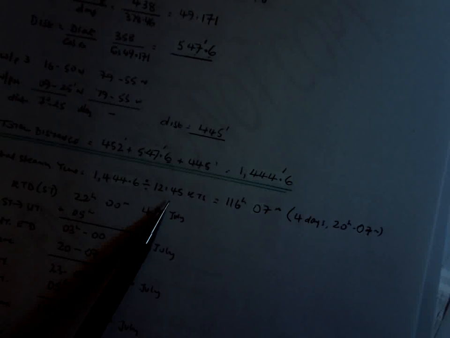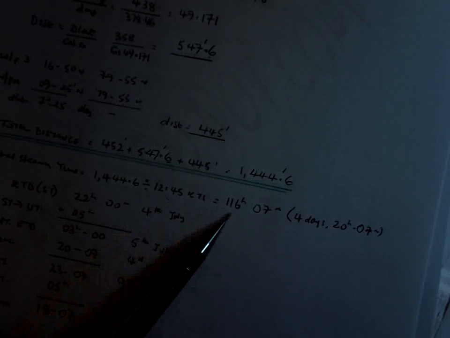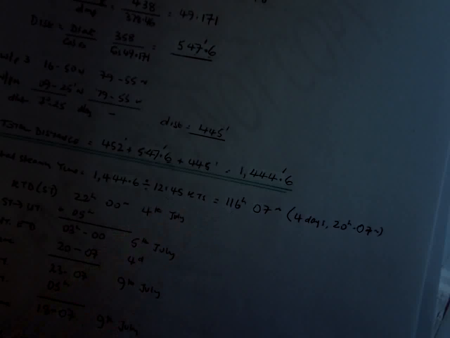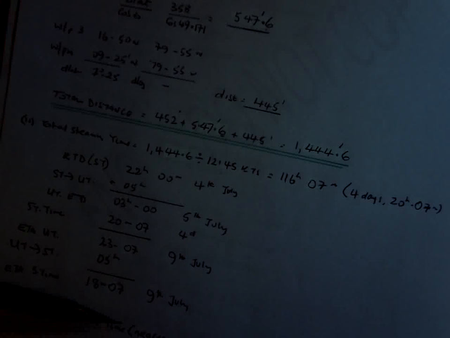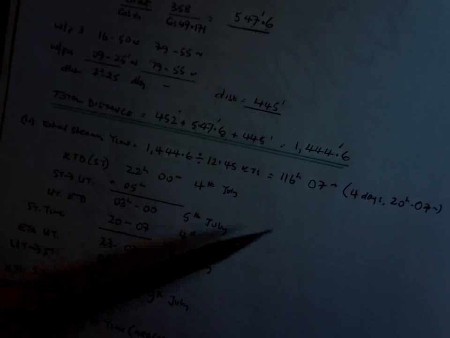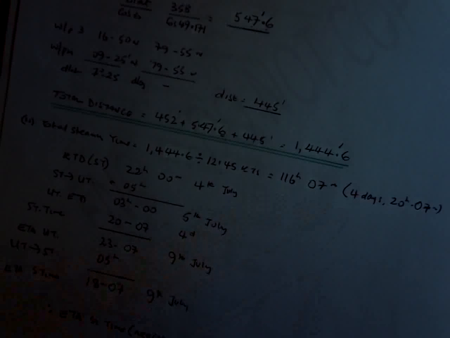That's having allowed for the current being adverse, and it tells us that we're going to be steaming for 116 hours 7 minutes. Whilst you're plotting the ETA, keep the minutes in and see how you end up, and then knock them off at the end. So we've converted that steaming time to 4 days, 20 hours 7 minutes.